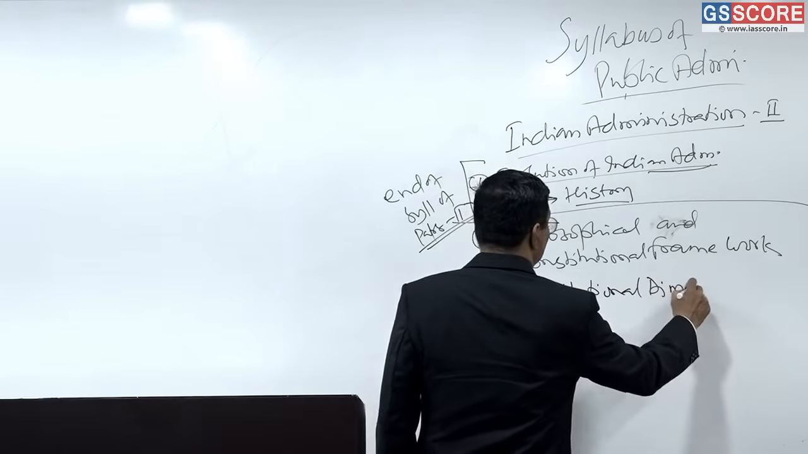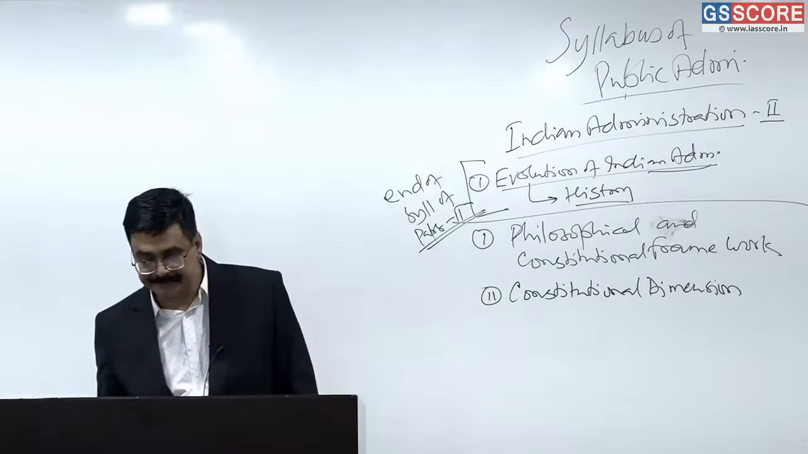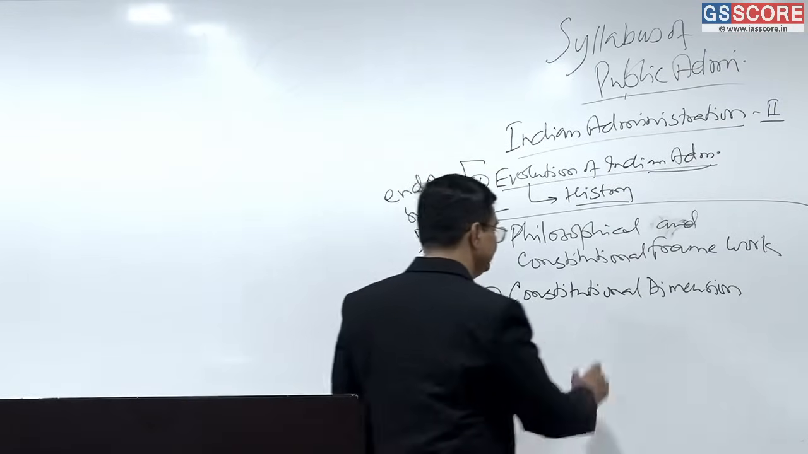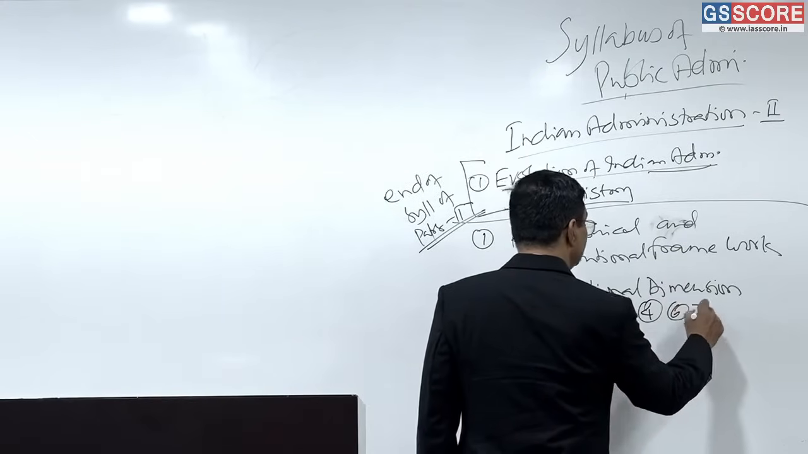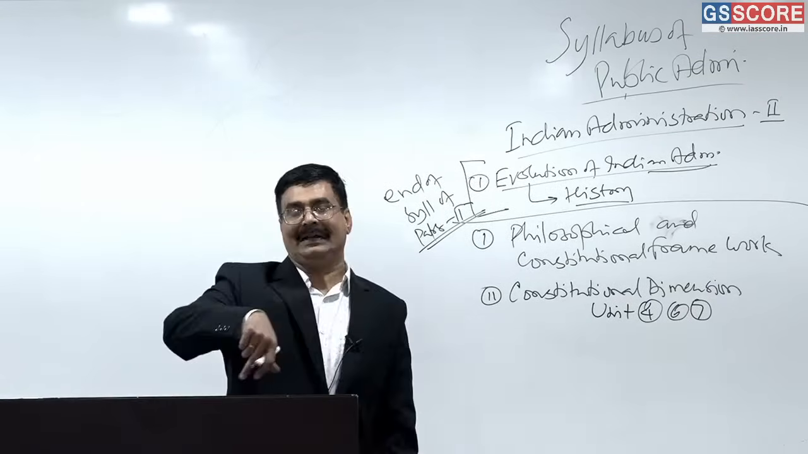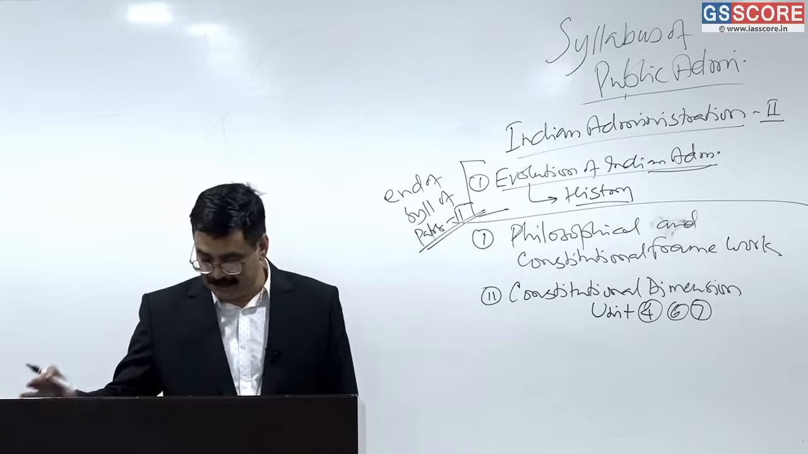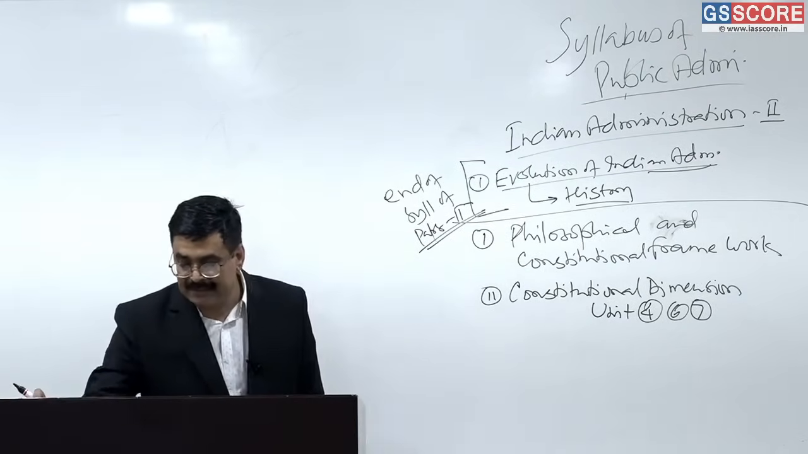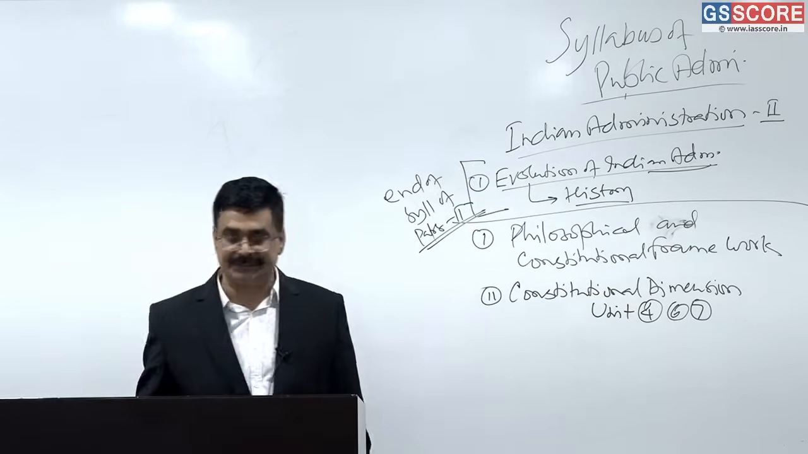Constitutional dimension of Indian administration, wherein Units 4, 6 and 7 are reorganized. So Unit 4 is there for the union government, Unit 6 is there for state government, and Unit 7 is there for center-state relation.